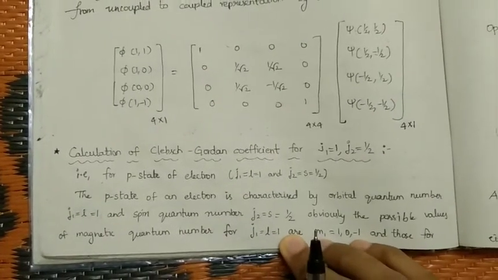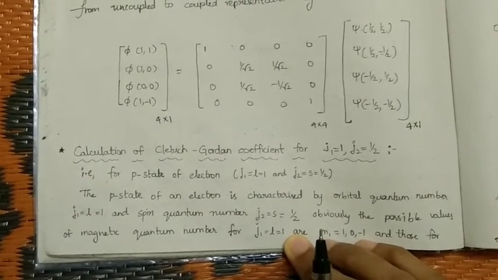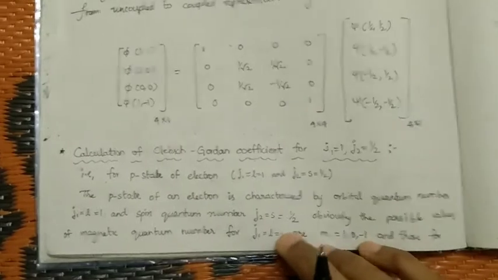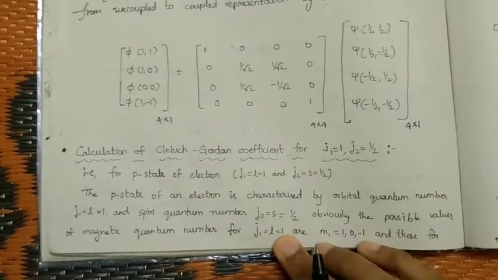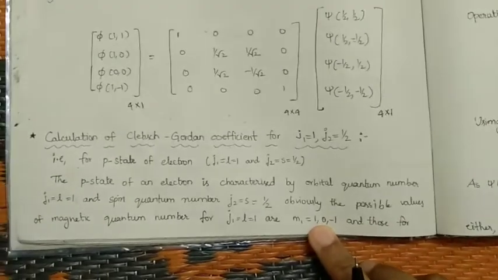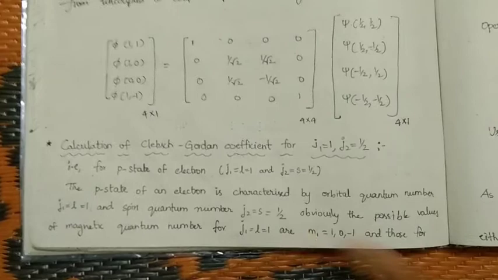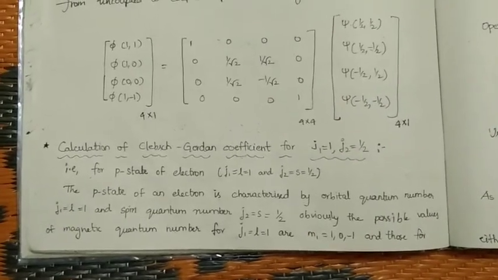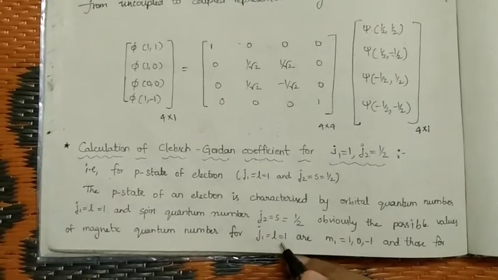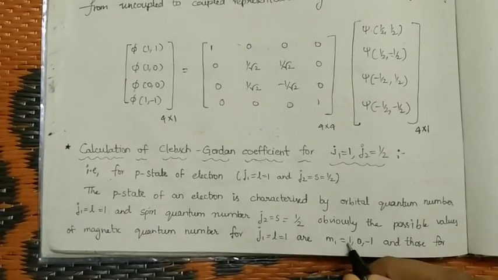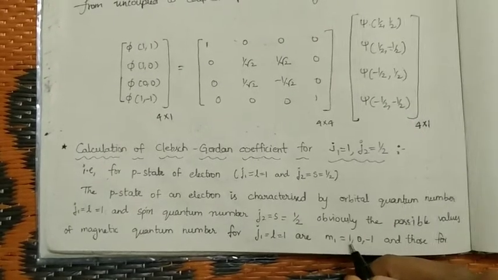For a given L value, we have 2L plus 1 possible M values. As here L is 1, 2 into 1 plus 1, that is 2 plus 1, that is 3. So we have 3 possible M values, lying from minus L to plus L with a difference of 1 unit between each of the values. So minus L, as L is 1, is minus 1 to plus 1: minus 1 plus 1 is 0, 0 plus 1 is 1.